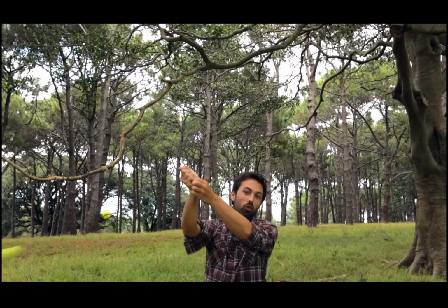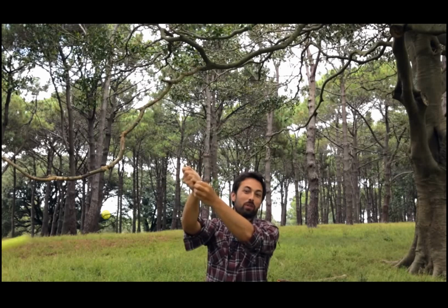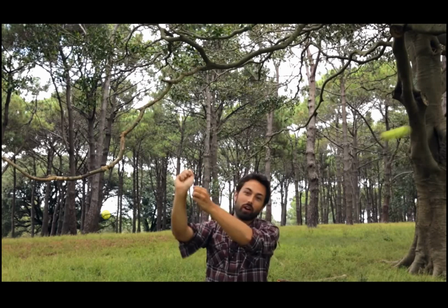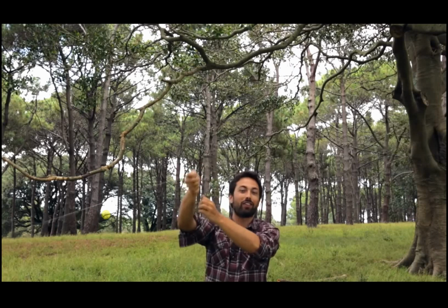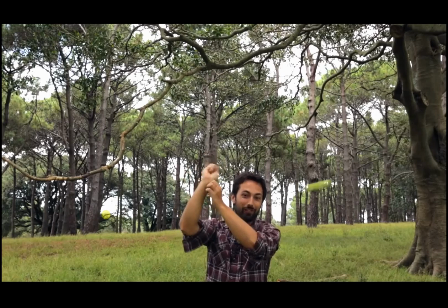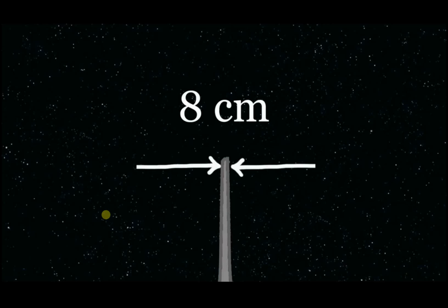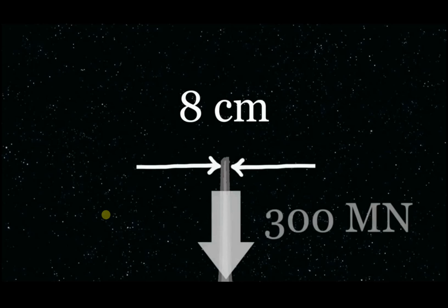Now, if you had a single gram rotating at 99% the speed of light, the amount of force required to pull it towards the center would be 300 meganewtons. That is the weight of 6,000 fully grown African elephants. But you're right, carbon nanotubes are tremendously strong. If you had a fiber just 8 centimeters wide, you could support all of that force.